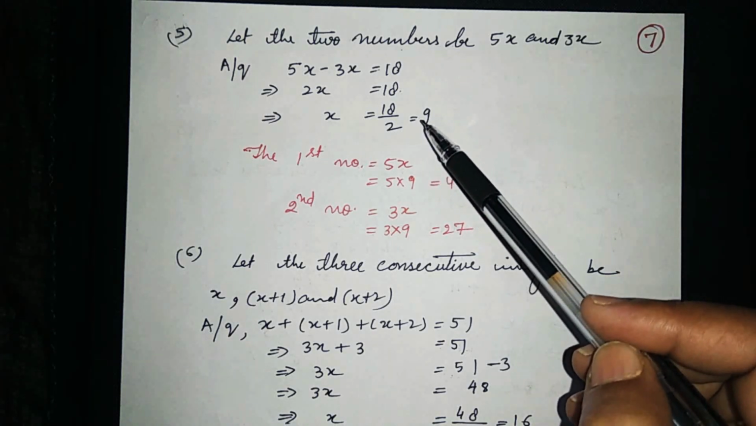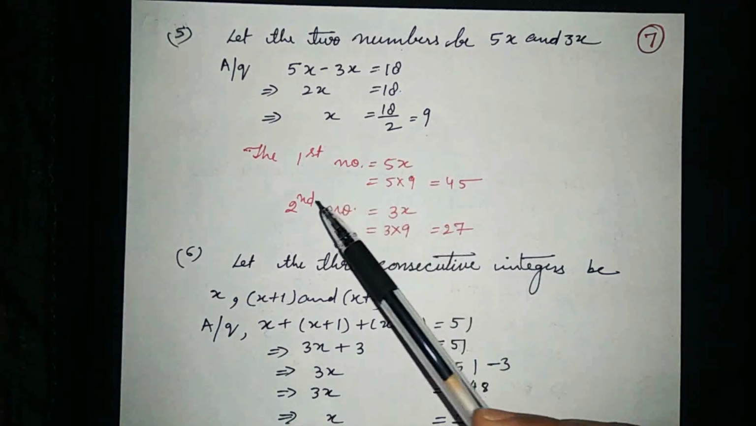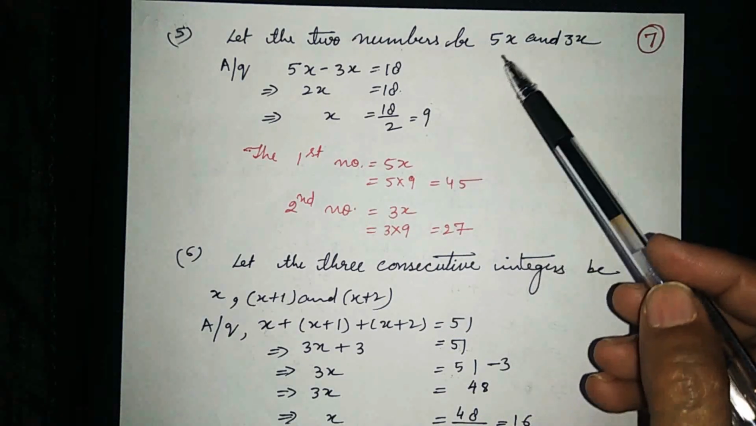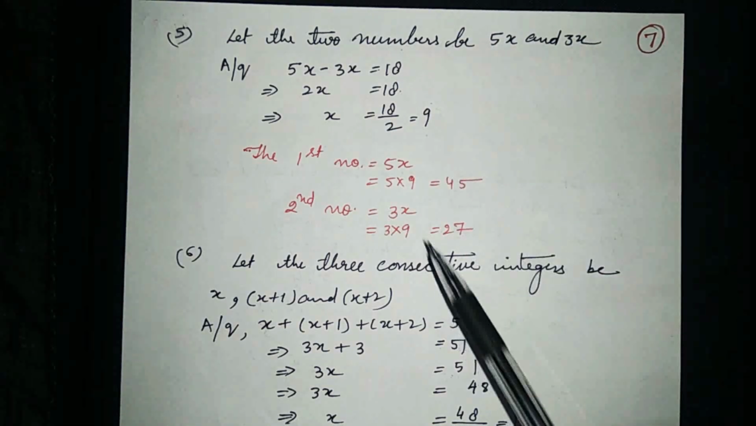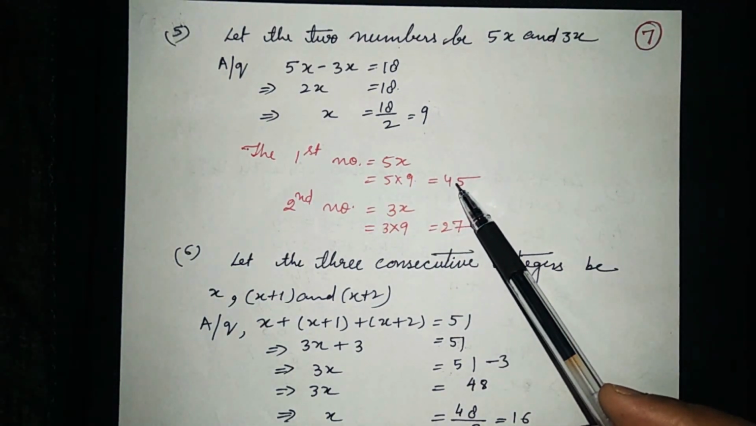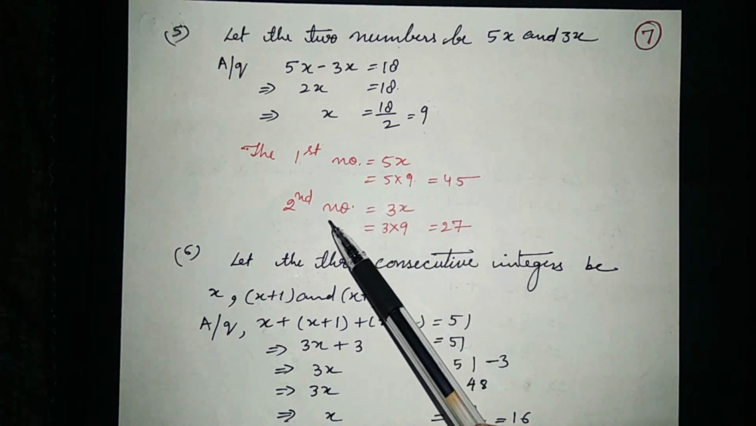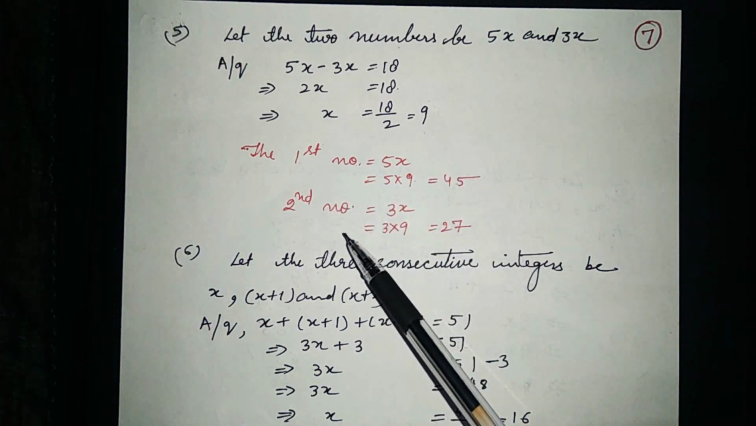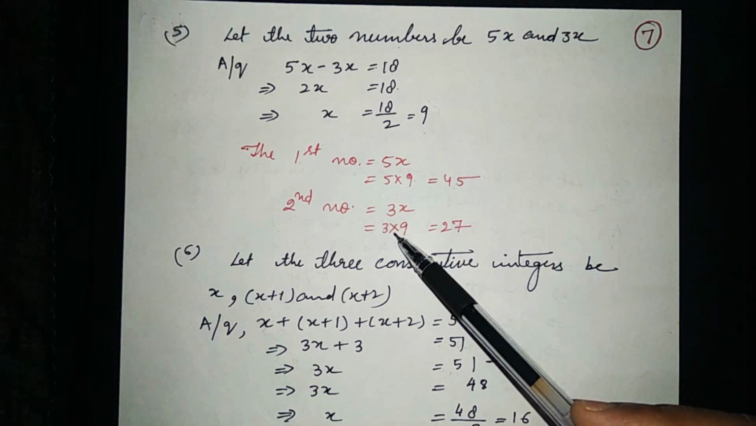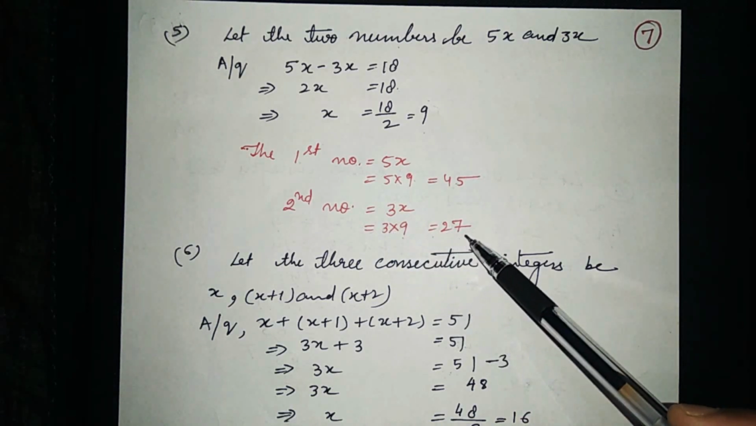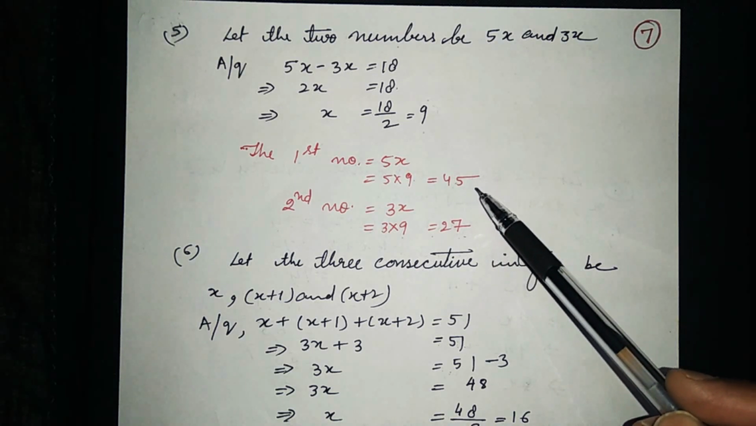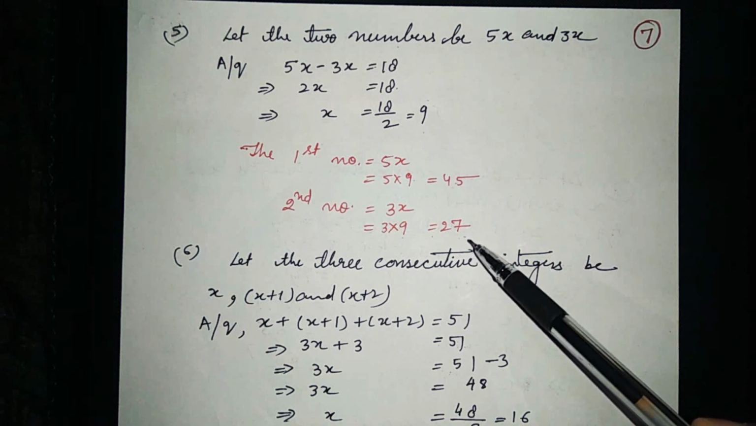Now we will find the required numbers. So for the first number, we will put the value of this x in 5x. 5x is equal to 5 into 9 is equal to 45. And for the second number, we will put the value of this 9 in 3x. 3x is equal to 3 into 9 is equal to 27. Hence, the required two numbers are 45 and 27.